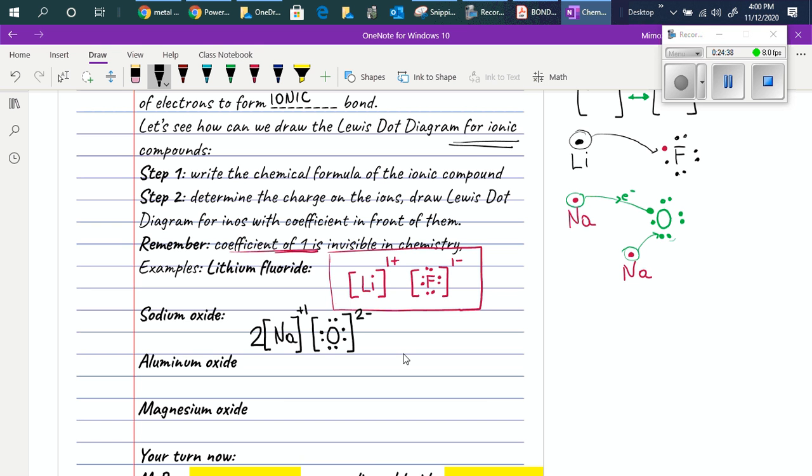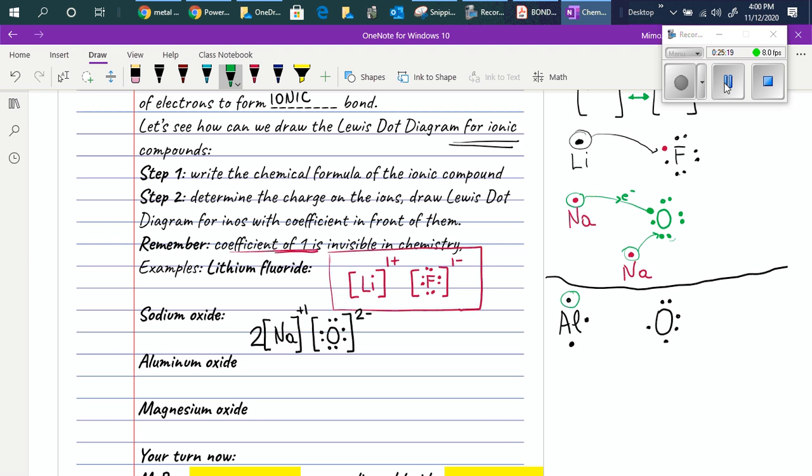So aluminum has a charge of +3. So, and oxide has a charge of 2-. Okay. So when we draw the aluminum atom, then we will have aluminum 1, 2, 3. And what is happening here with oxide is 1, 2, 3, 4, 5, 6. Okay, so now let's see this process here.